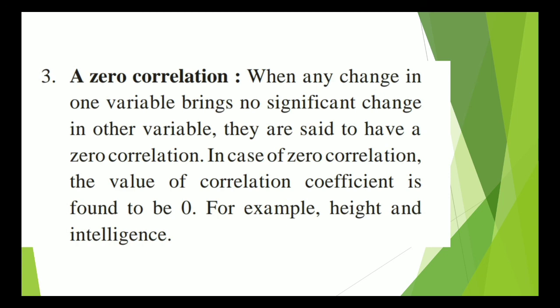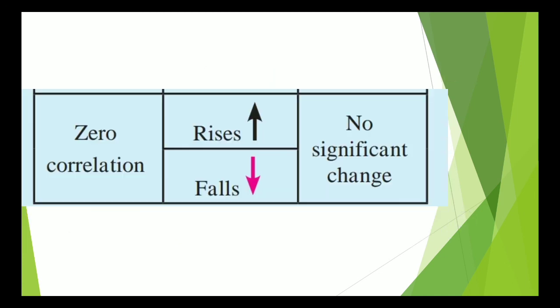So, for example, the height and the intelligence. There is no relationship between height and intelligence. Is someone who is taller more intelligent or less intelligent? No, it does not go like that, right? So over here there is a zero correlation occurring. So that is why it is known as a zero correlation, no significance at all. So one increases, the other decreases, whatever, but there is no significance, no relation between any of them.